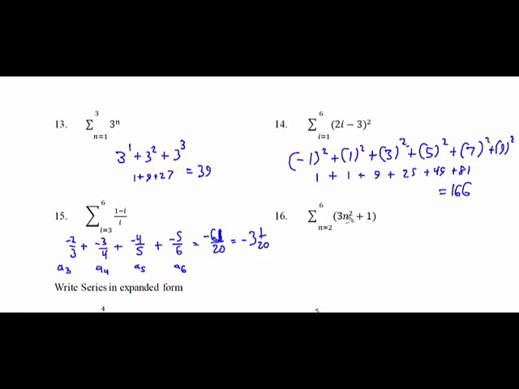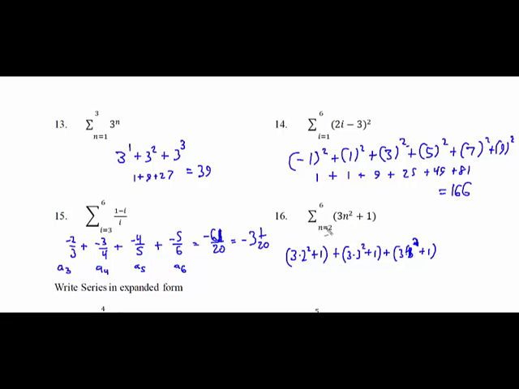This one's going to be a little bit longer because I'm going to start off with a sub 2. And that means I'm going to start by plugging in a 2 there. So this is going to be 3 times 2 squared plus 1. Start off with that. Plus, and then 3 times 3 squared plus 1. And then I'm going to go 3 times 4, oh, sorry, 4 squared, not the other way around. 3 times 4 squared plus 1.